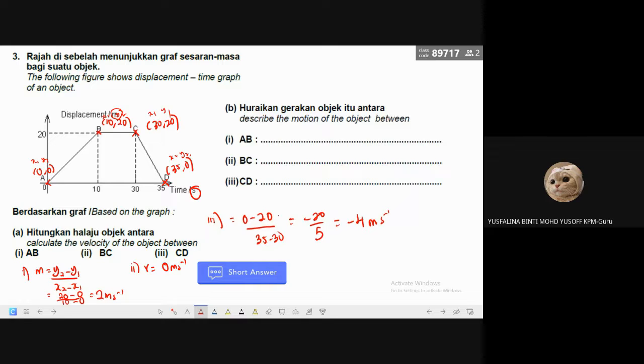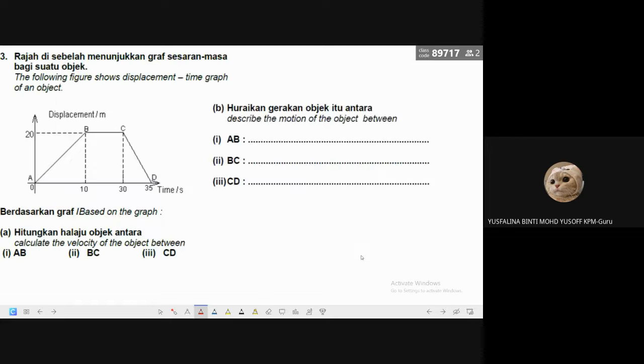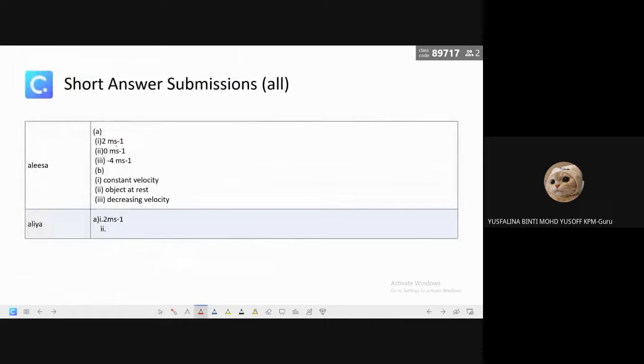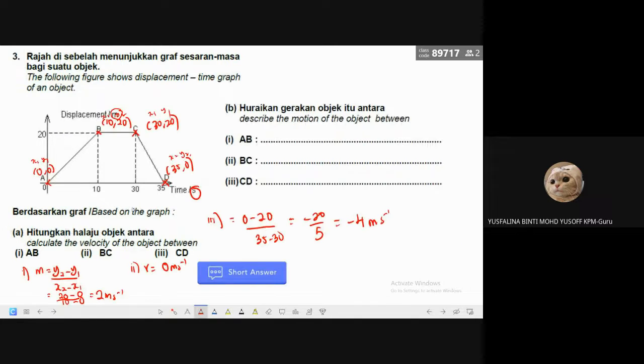So what does negative mean? It means it moves in the opposite direction. Don't just think negative 4. Negative 4 means it moves in the opposite direction. Maybe just now it went to the right, then negative means it moves back to the left. So that's the answer: negative 4. Wait, I check the answer first. Alright, this is correct.